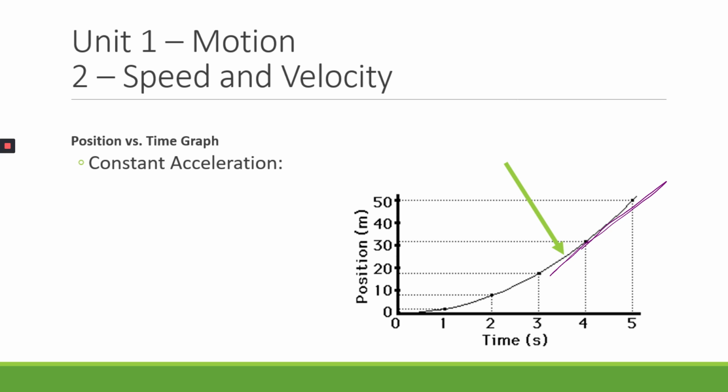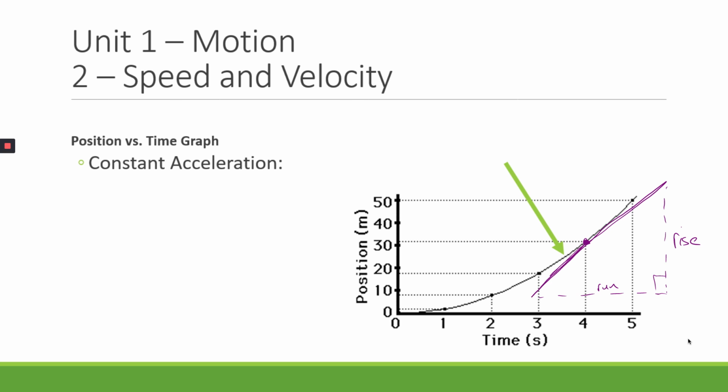This is terrible, but I'll do my best. If we draw a line tangent to the line at that point, and we just take the rise over run of this tangent line, then we could calculate the slope of that tangent line, which would be the velocity at that particular point in time, instantaneous velocity.